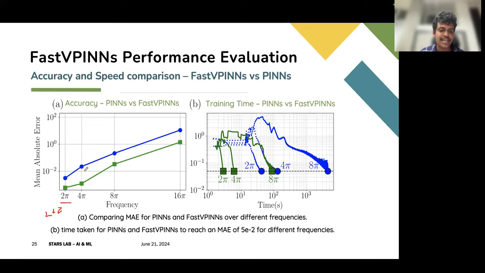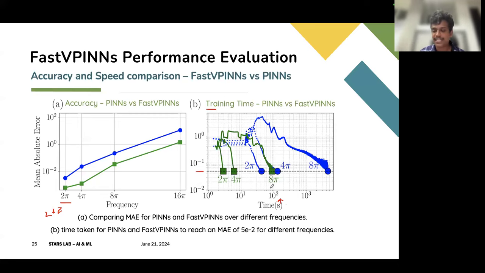So here you can see that VPINNs, in green color, always achieved a mean absolute error which is some magnitudes less than the PINNs counterpart. And on the right-hand side, we have provided the training time for PINNs versus VPINNs when comparing, let's say, from lower to higher frequency problems. Here you can see the green line, which represents VPINNs, tends to reach the desired tolerance much faster along the x-axis, which is time, when compared to the PINNs counterpart.